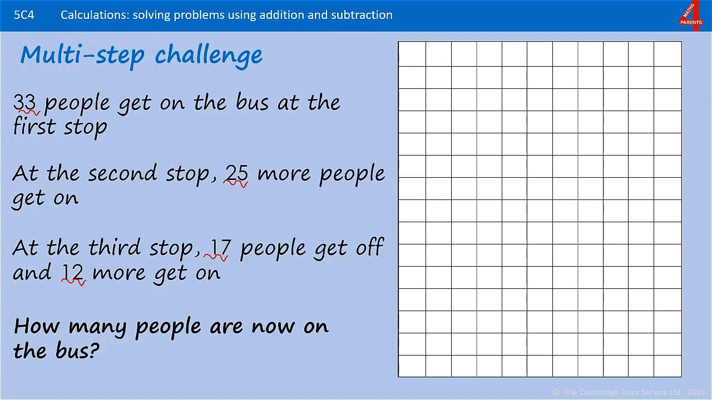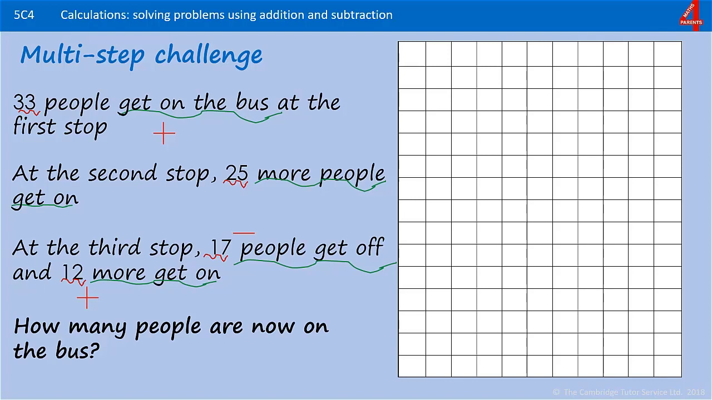So with the first part of this question, we have 33 people getting on the bus, and then 25 more. That tells us that we're adding that part of the question. The next part of the question, at the third stop, 17 people get off. That's telling us that there's going to be fewer, so that part is a subtraction. But then 12 more get on. And that's telling us that that part will be an addition.